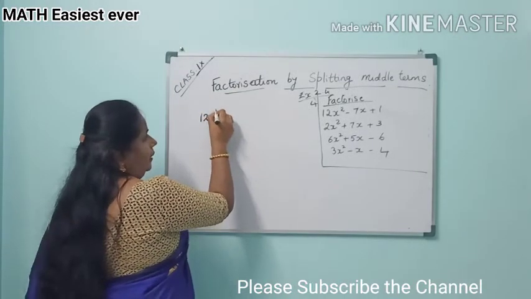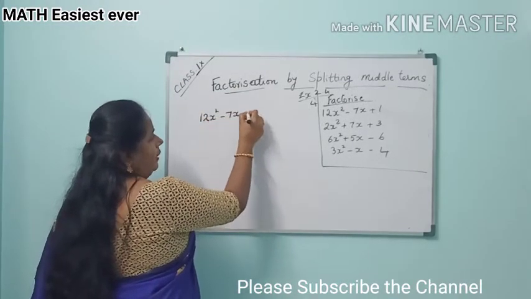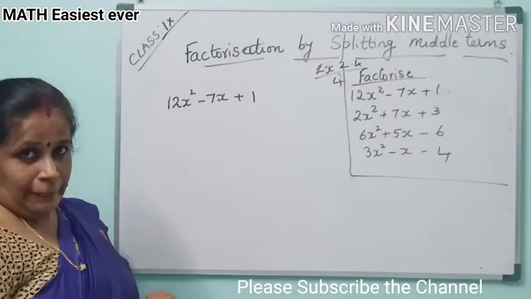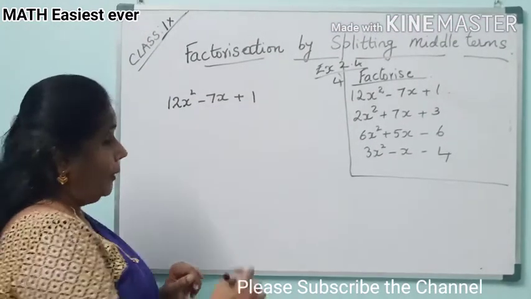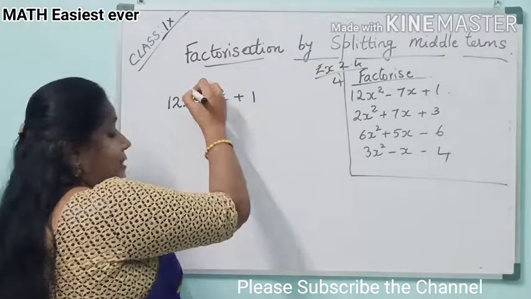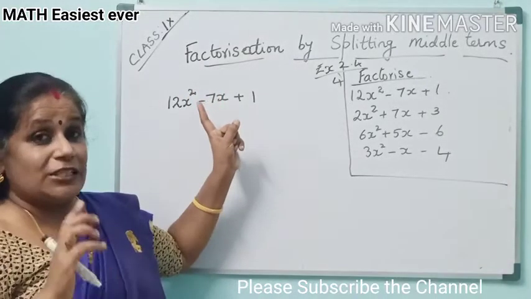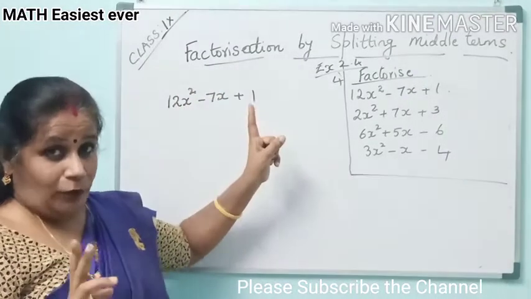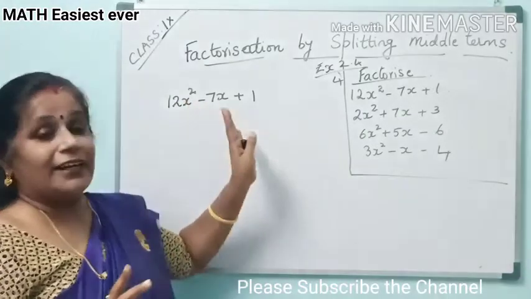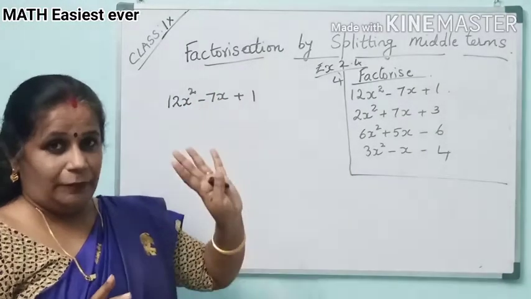12x square minus 7x plus 1. This is the given polynomial. Okay, this is a quadratic polynomial. Quadratic polynomial means the degree of the polynomial is 2. So it's called a quadratic polynomial. How do you factorize this polynomial? By splitting the middle terms.